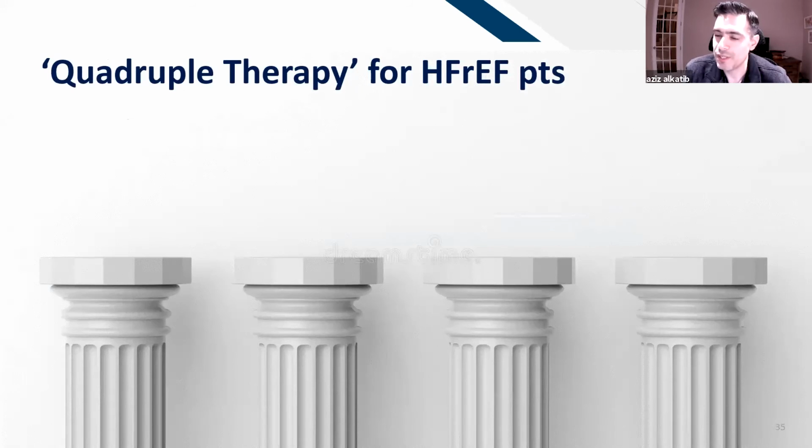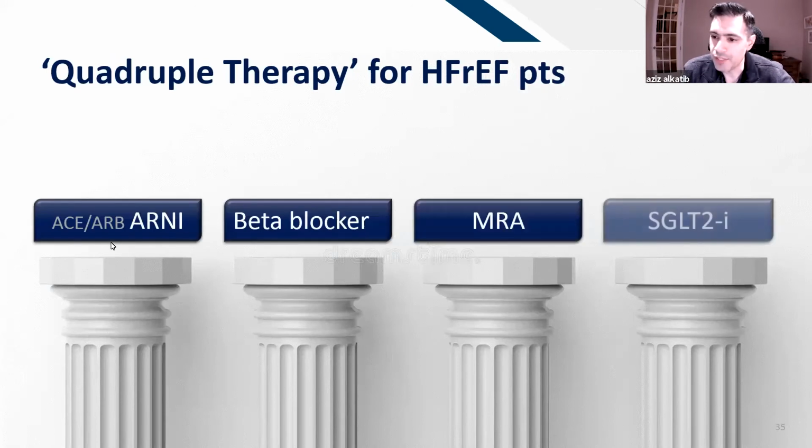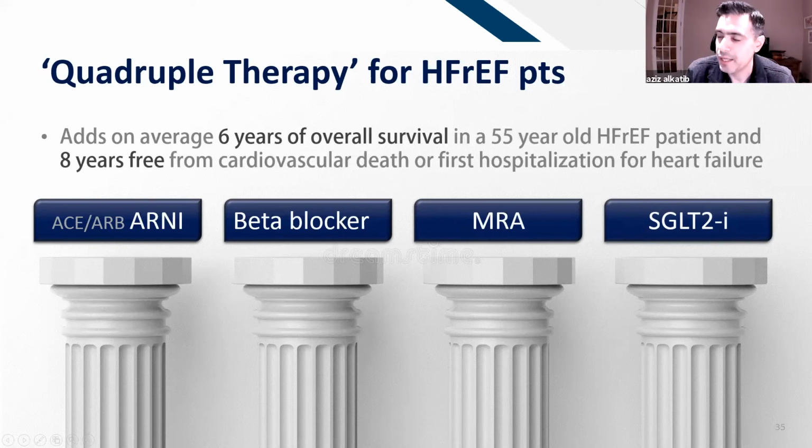And so the experts have touted this so-called quadruple therapy for heart failure, the HFrEF patients. As we know, the ACE inhibitor, ARB, or preferably ARNI, Entresto, is recommended in addition to a beta blocker and MRA. And now they are recommending the addition of an SGLT-2 inhibitor. What they calculated was that this combination adds on average 6 years of overall survival in a hypothetical 55-year-old HFrEF patient, and an additional 8 years free from cardiovascular death or first hospitalization for heart failure.